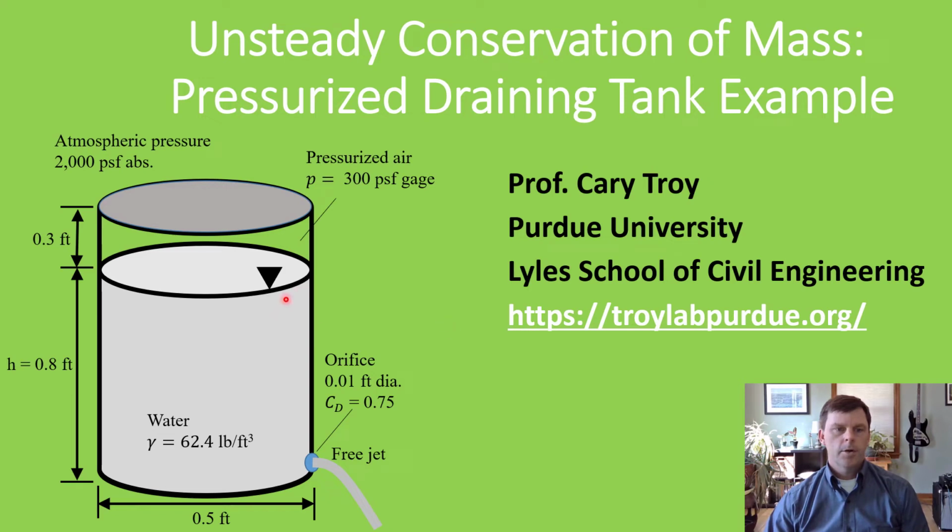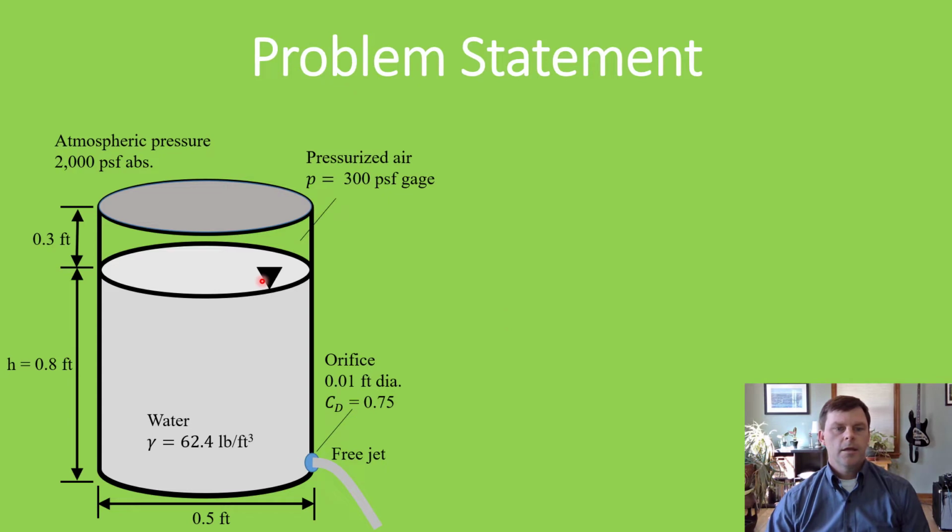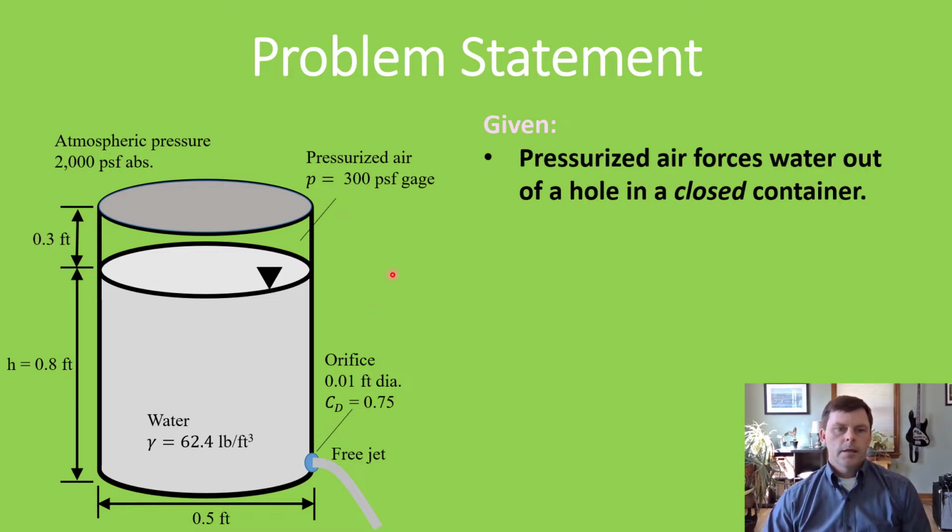Okay, let's do a pressurized container example here with the unsteady conservation of mass. So what do we have? We have a tank filled with water. We have an initial depth of 0.8 feet. We have some airspace up here of 0.3 feet. And the air is pressurized to 300 pounds per square foot gauge.